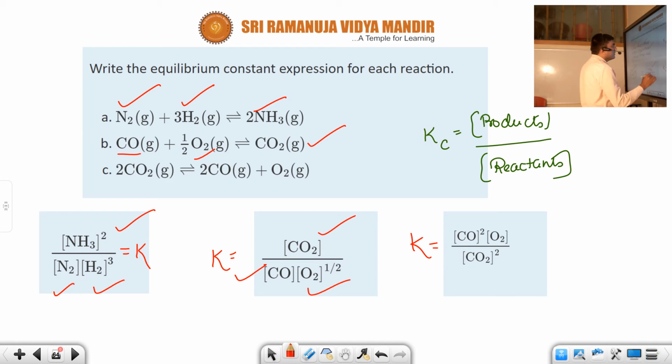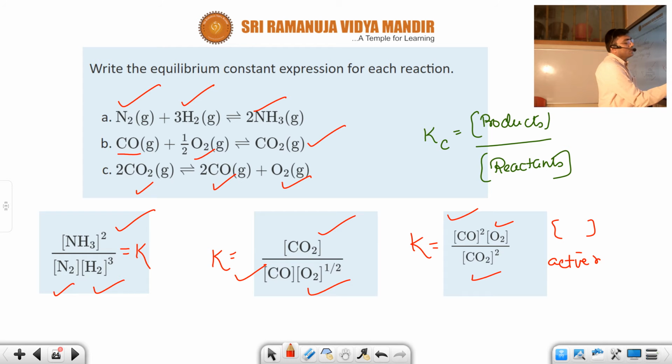Similarly, the other reaction: [CO]² into [O2] by [CO2]². So what does the bracket indicate? The bracket indicates active masses. What is the meaning of active mass? Active mass is expressed in moles, that is, concentration, moles per liter. I hope you understood.